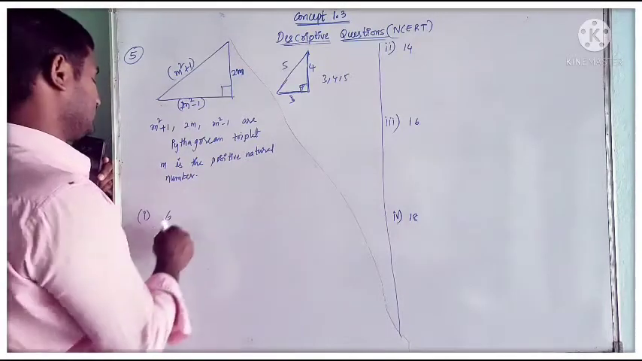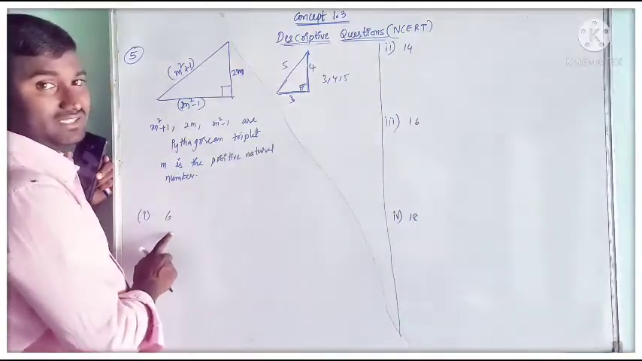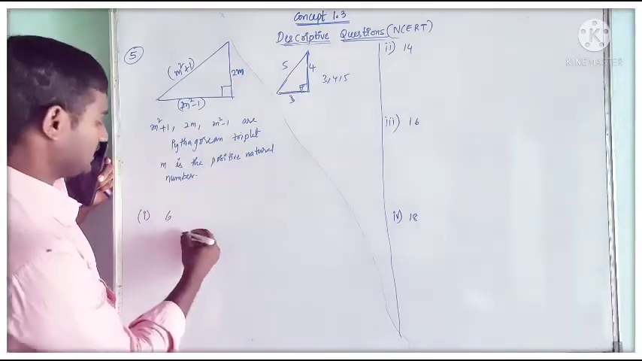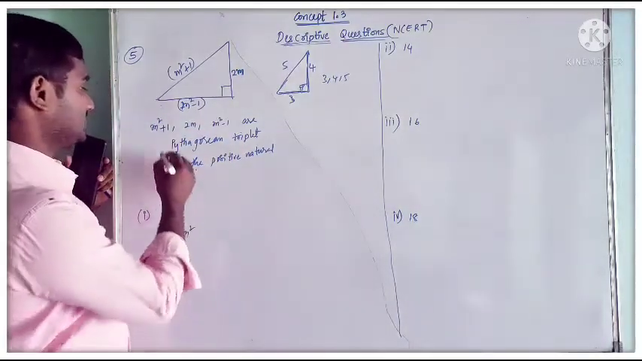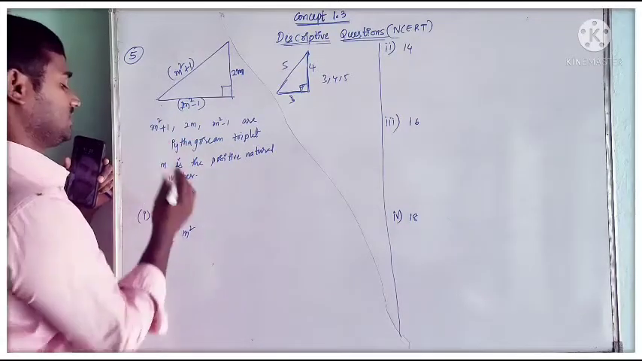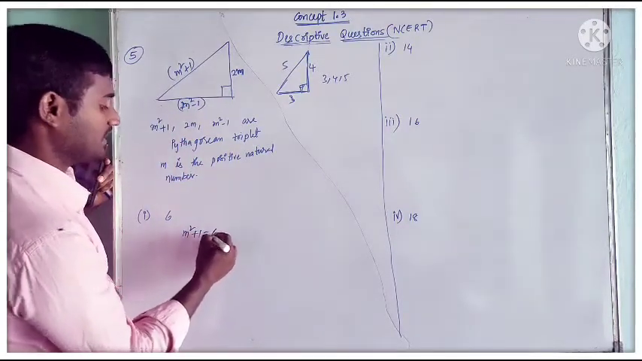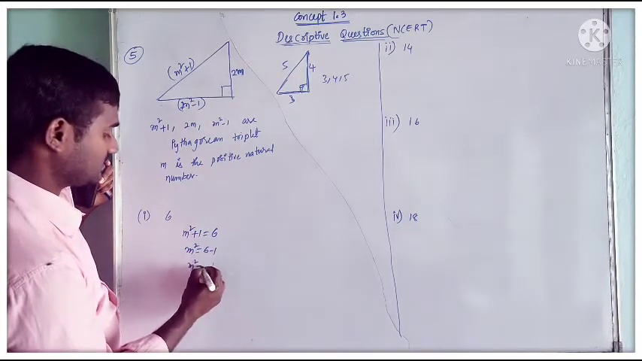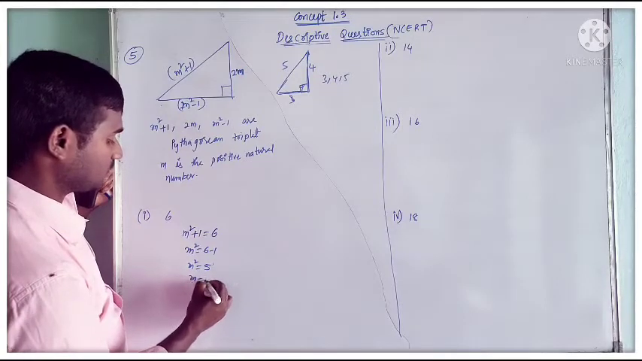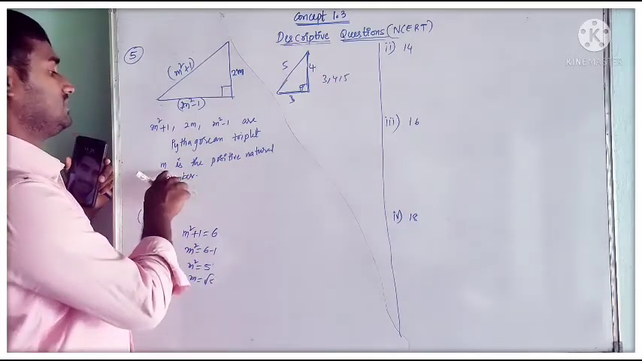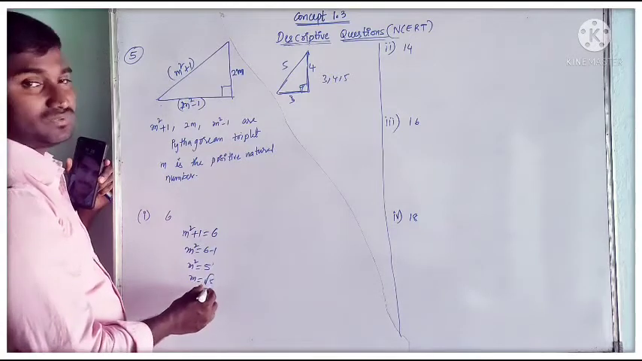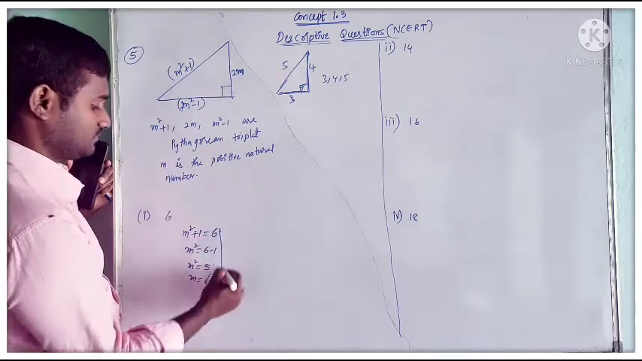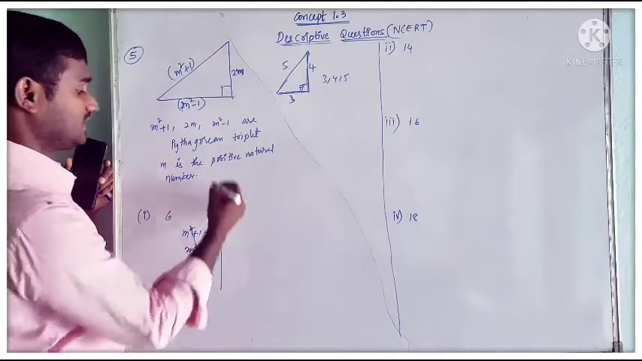So you can compare the given side with any one of these numbers. I'm taking the 6 and making it equal to any one of the sides. This side is M square plus 1. M square plus 1 equal to 6, so M square is equal to 6 minus 1, then M square is equal to 5, so M is equal to root 5. But M is a positive natural number. Is root 5 a natural number? No. So for this side, we should not make it equal. This is not satisfying. Next, the second side you can take.